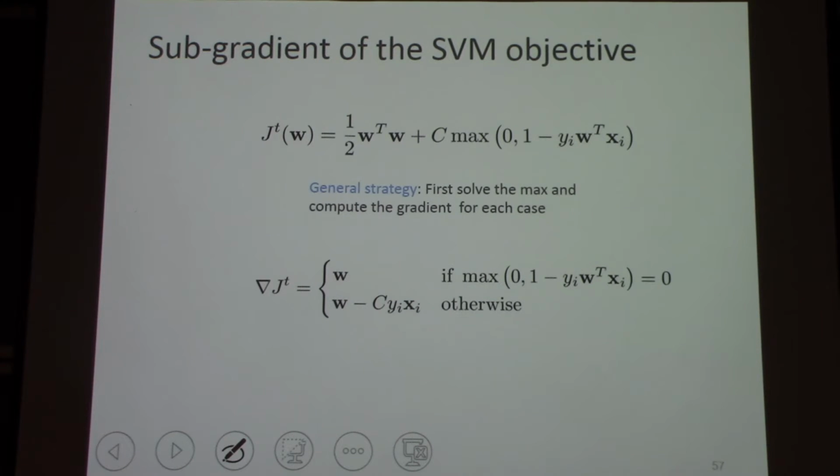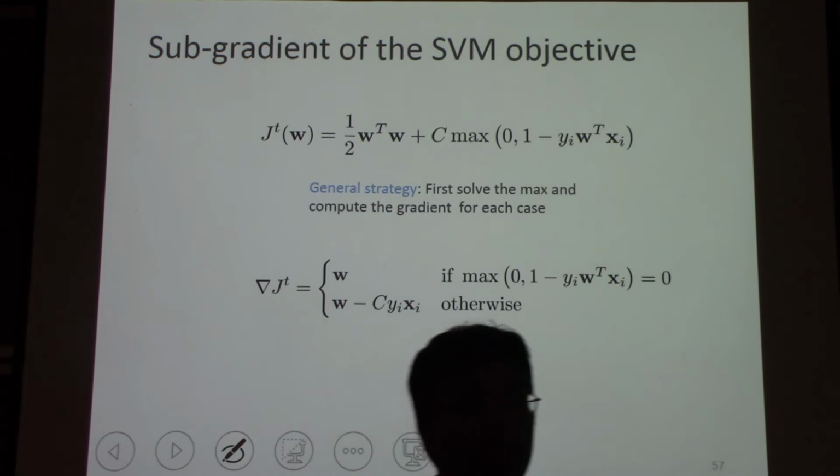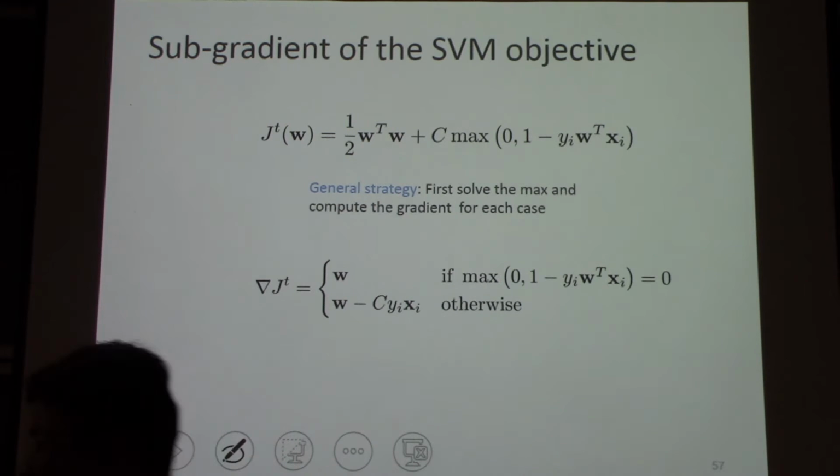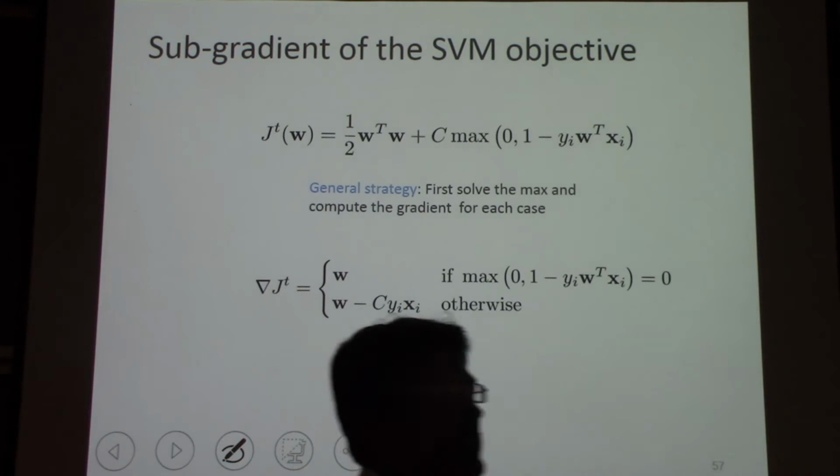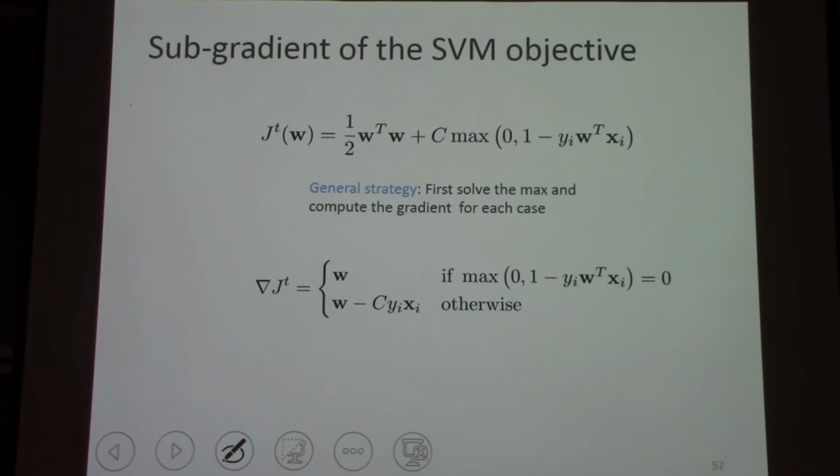Just a reminder, the function we have is half of W transpose W plus C times max of 1 minus and so on. And max is the piece of the story that's giving us trouble. Especially for max, there's a cool recipe for generating a subgradient. Not necessarily all, we just need one. So there's a cool recipe for generating a subgradient at any point W. The way to do it is first solve the max at that point. Notice that this is just a function of W. X and Y are fixed. It's the training example that we randomly chose.